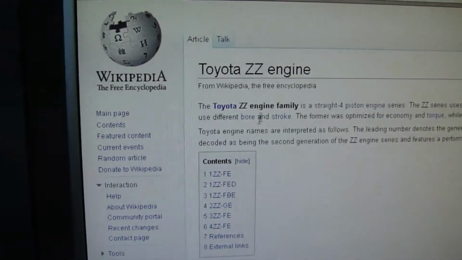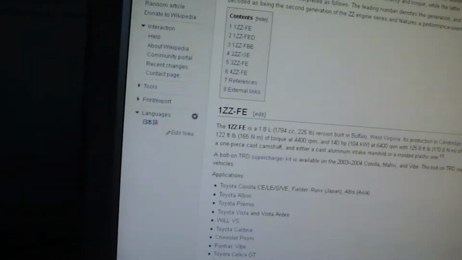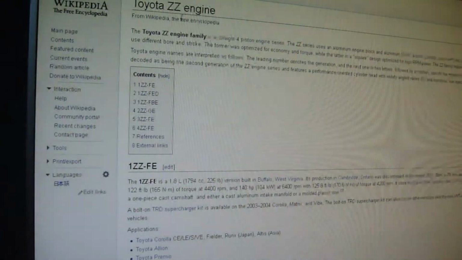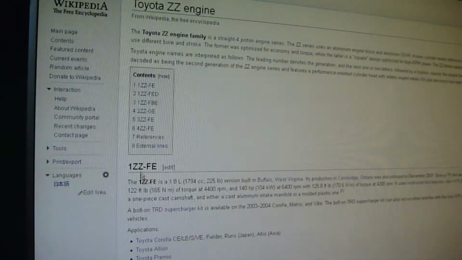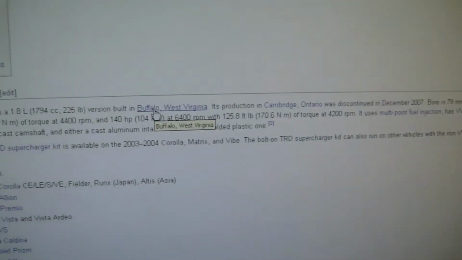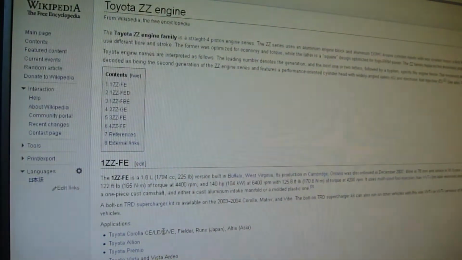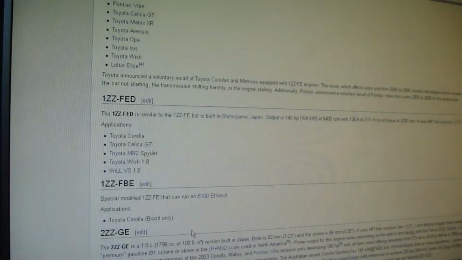And now there is information: Toyota GG engine. And there are those engines, and the first engine type is in here. This GG is a 1.8 liter four cylinder engine, which is made in Buffalo. And there is also this picture of this car motor. And then I would like to also search where those other motors are. I scroll down, and the second motor was this E3G.